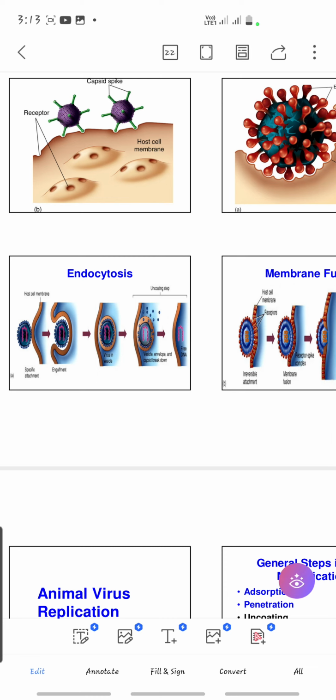So do not forget that enveloped viruses can use a mechanism of membrane fusion or receptor-mediated endocytosis. It differs whether it's enveloped or not. Meaning to say, in enveloped viruses, it can be membrane fusion or endocytosis. In non-enveloped, naked viruses, it can be endocytosis only for use in penetration.